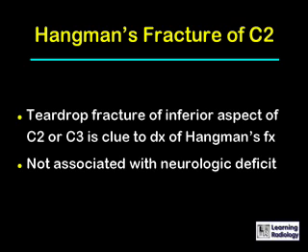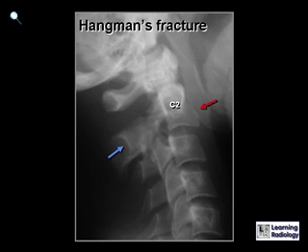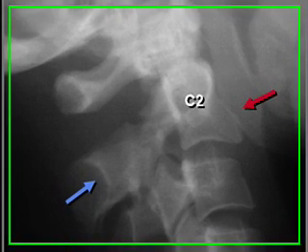Hangman's fractures may manifest themselves by a teardrop-shaped fracture on the inferior aspect of the body of C2 or C3. So that's an important clue to look for on the lateral radiograph. Hangman's fractures that occur as a result of motor vehicle collisions are not associated with neurologic deficits. And this is an example of a Hangman's fracture of C2.